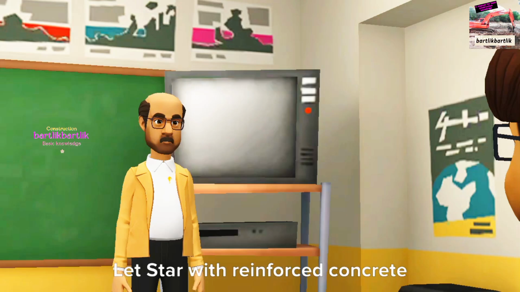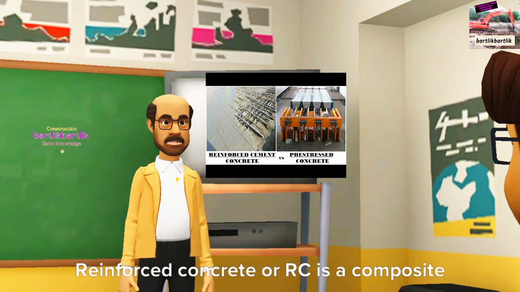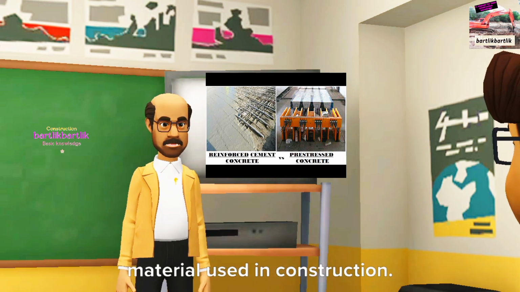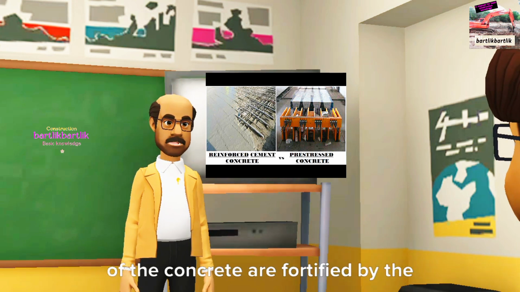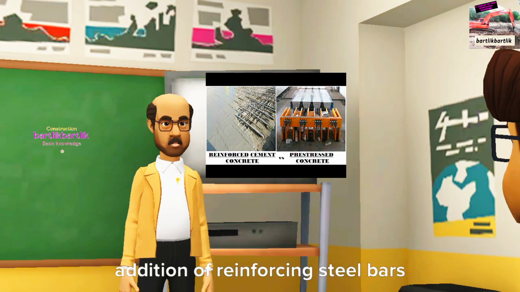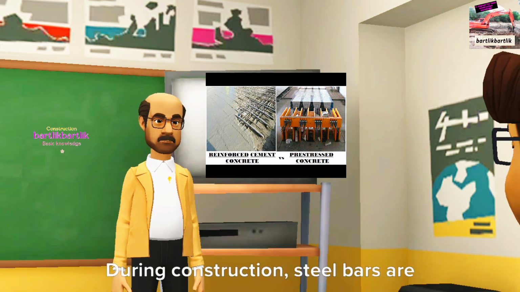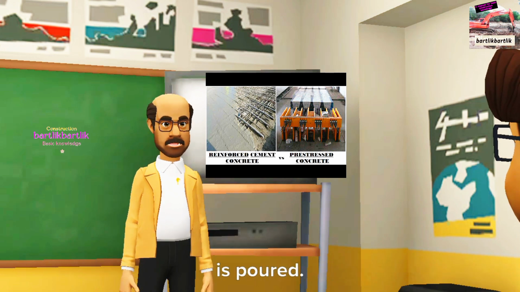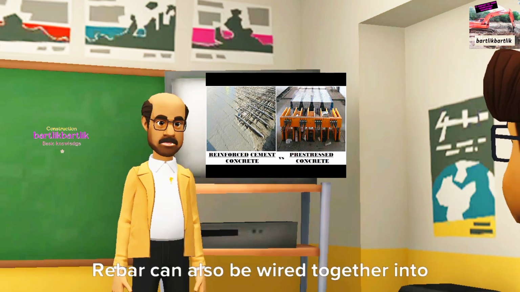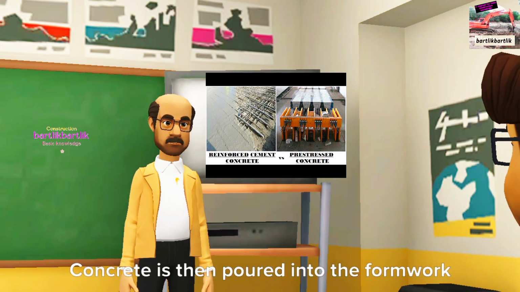Alright, sir. Let's start with reinforced concrete. Reinforced concrete or RC is a composite material used in construction. The low tensile strength and ductility of the concrete are fortified by the addition of reinforcing steel bars having higher tensile strength and ductility. During construction, steel bars are placed inside formwork before concrete is poured. Rebar can also be wired together into a steel cage arrangement beforehand.